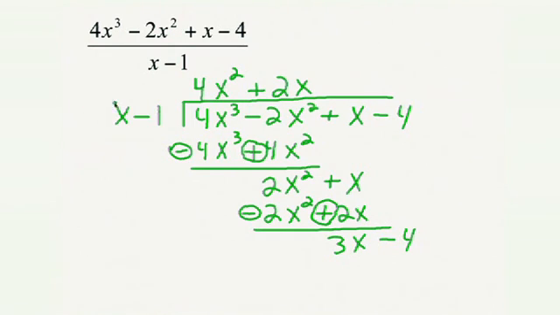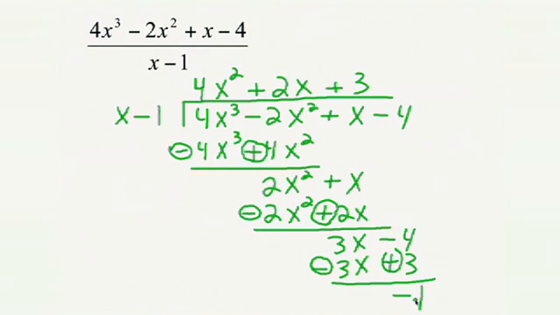Finally, if I have x, but I would like to have 3x, I would have to multiply x by positive 3. So positive 3 times x is positive 3x. Positive 3 times negative 1 is negative 3. Change the signs. So this positive becomes negative. This negative becomes positive. 3x and negative 3x is 0. Negative 4 plus 3 is negative 1.